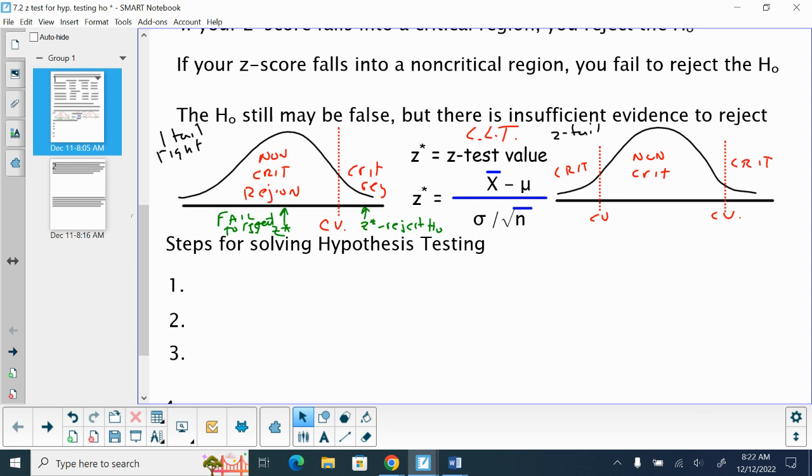Go through the problems that you did for today in that worksheet and just tell whether they are one-tail or two-tail tests. That's all you have to do.